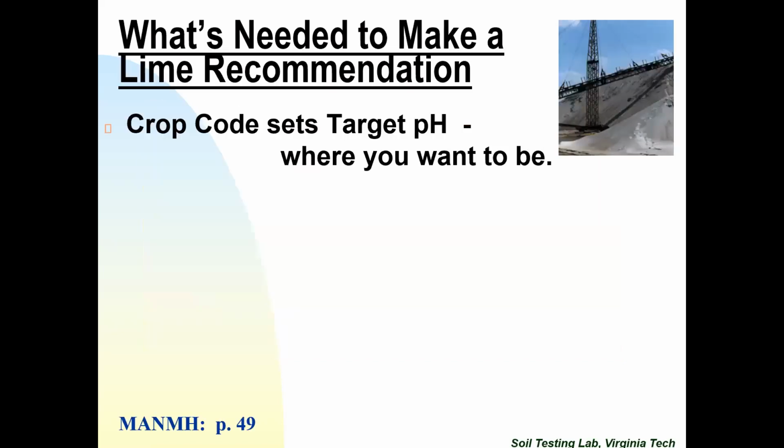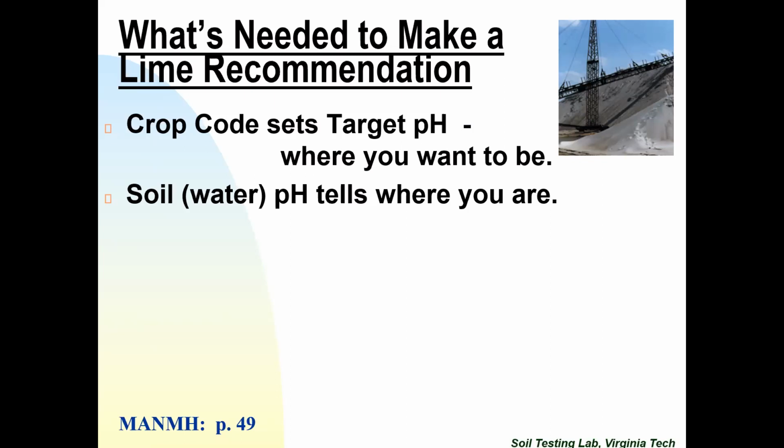Lime recommendation is the thing we get most questions on. So the crop code sets the target pH. Something like blueberries needs a low pH. For most crops, we have a target pH of 6.2. For things like alfalfa, we go up to 6.5. So the water pH, we measure the pH with water, and that tells us where we are.